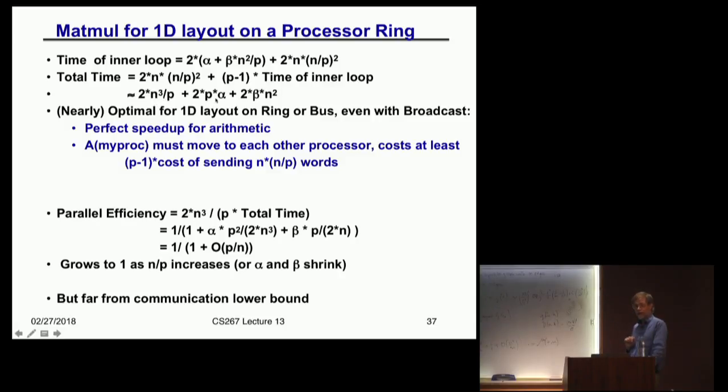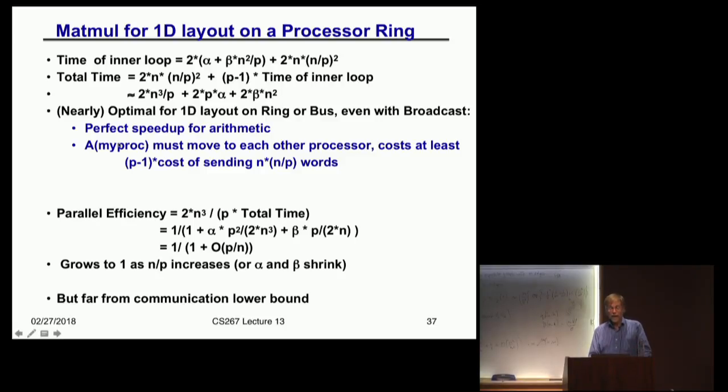So let's see if we like this formula. The first term is 2n cubed over p. That's the flop time. That's perfect. I have a perfect p-way parallelism for that. Can't do better than that. But the number of messages is growing like p, and the number of words sent is growing like n squared. So I claim that as long as I have this kind of network, I can't do any better than this.